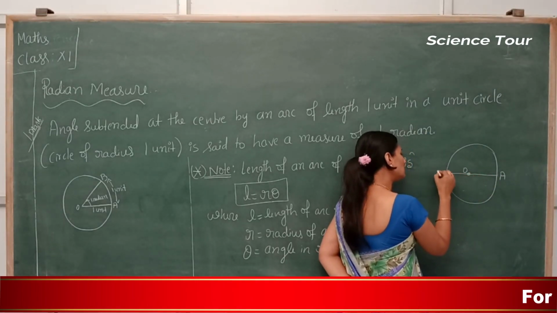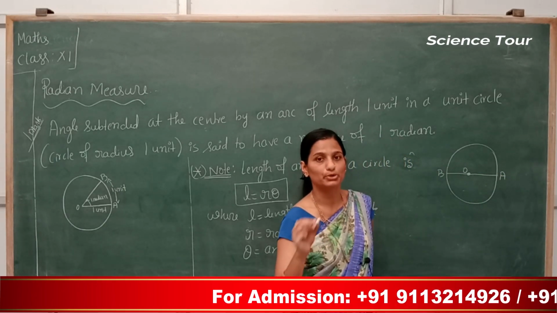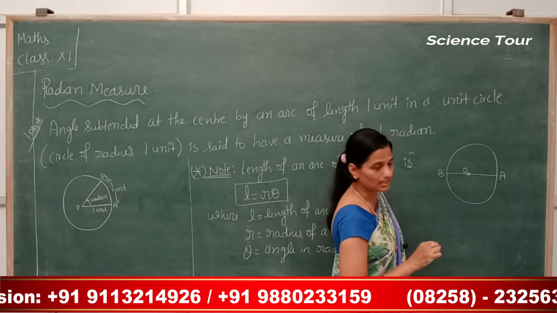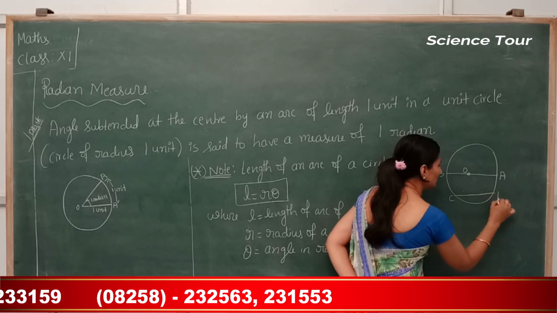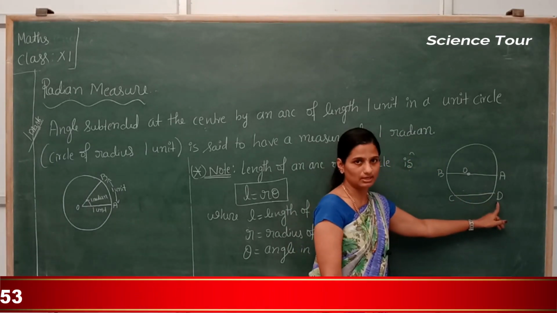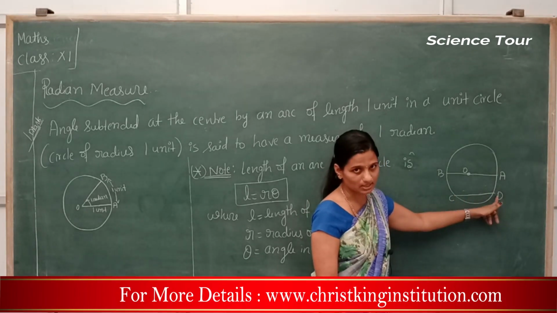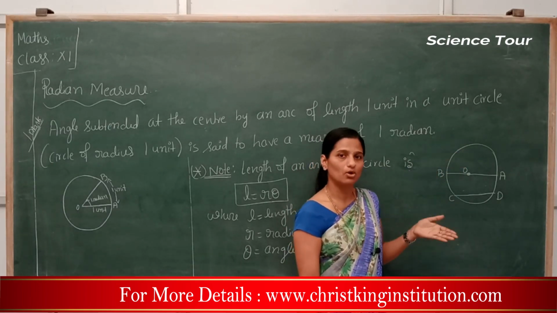Now next, what is AB? AB is the diameter of the circle. Now next, what is this CD? CD is what? The chord of a circle. Correct? CD is the chord of a circle. Now next, minor segment and major segment, that you all study.